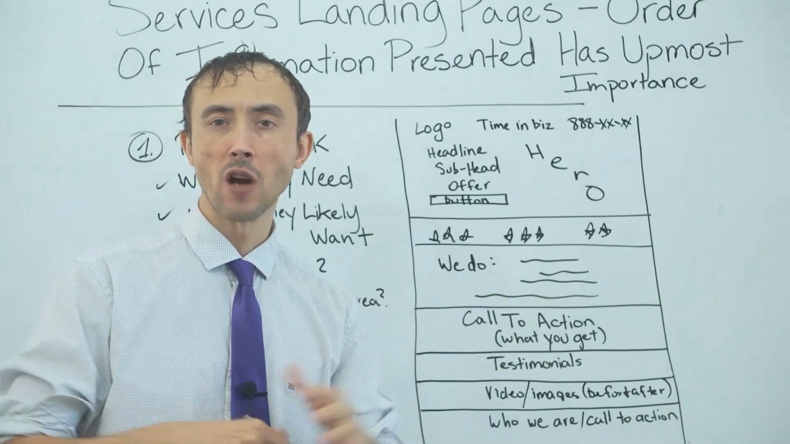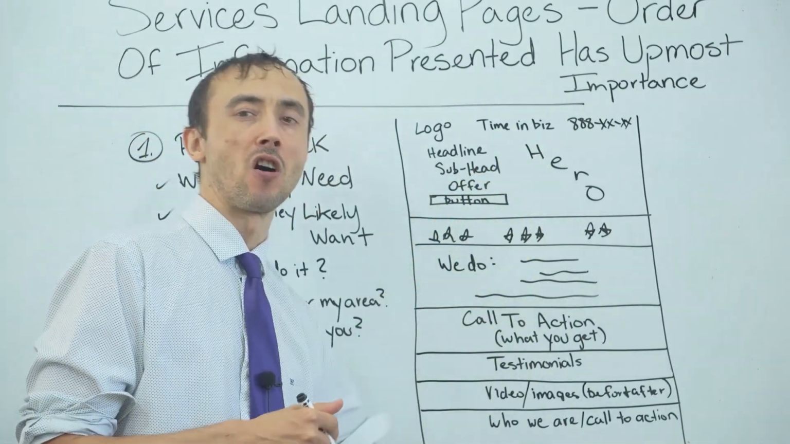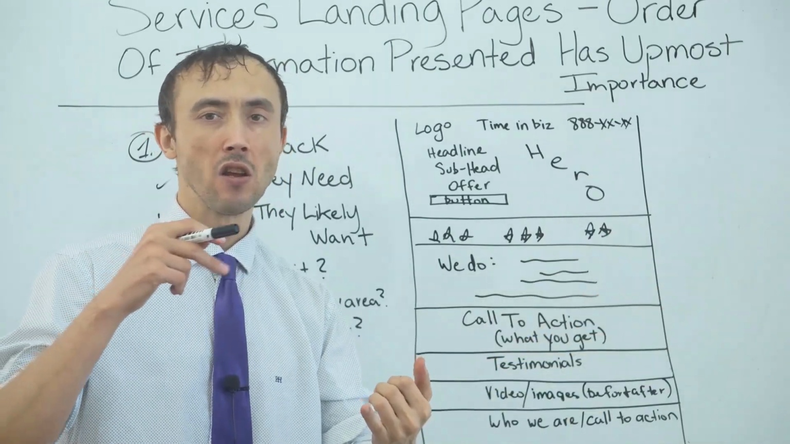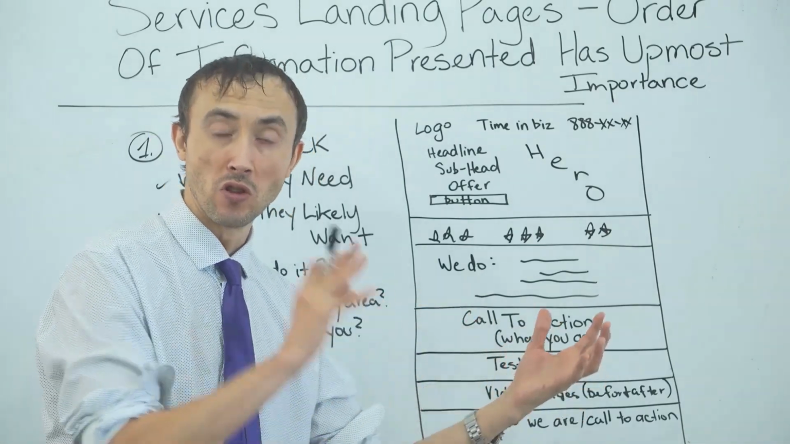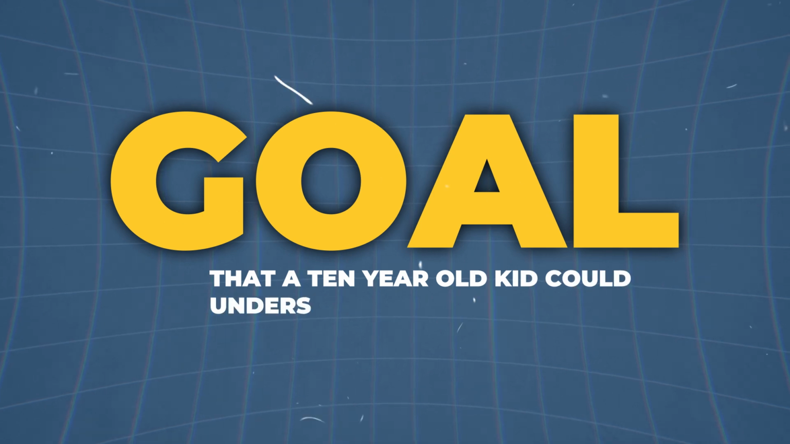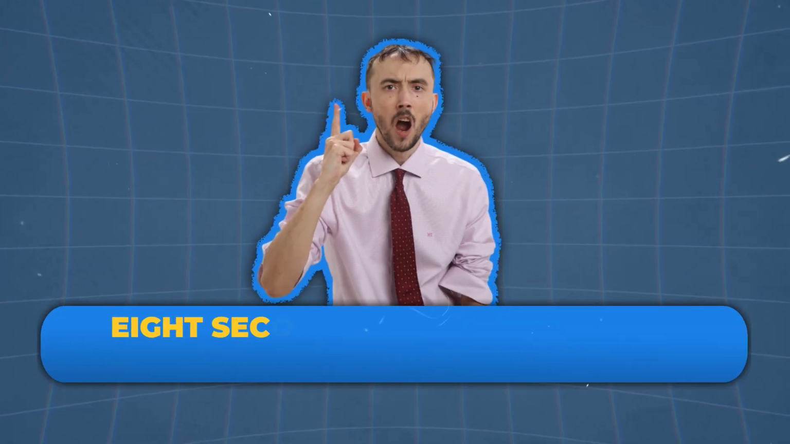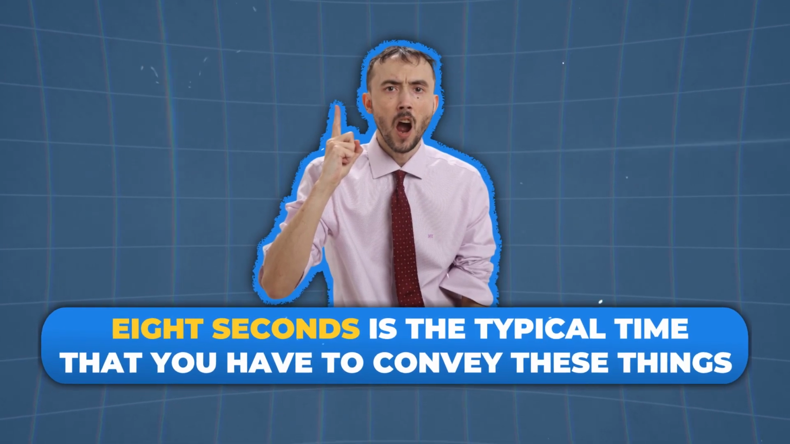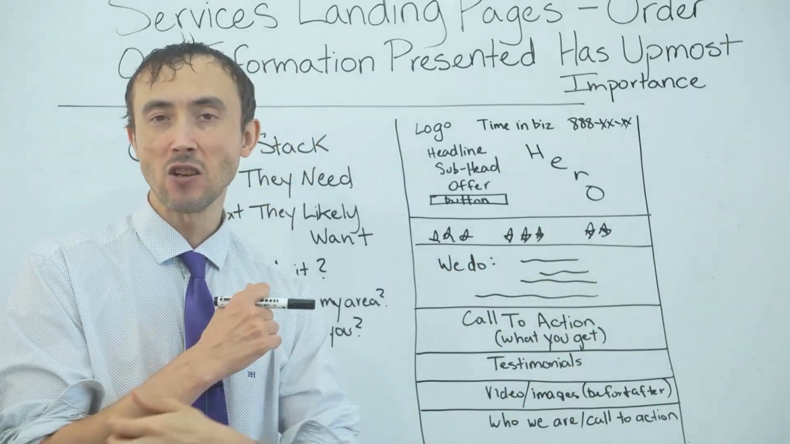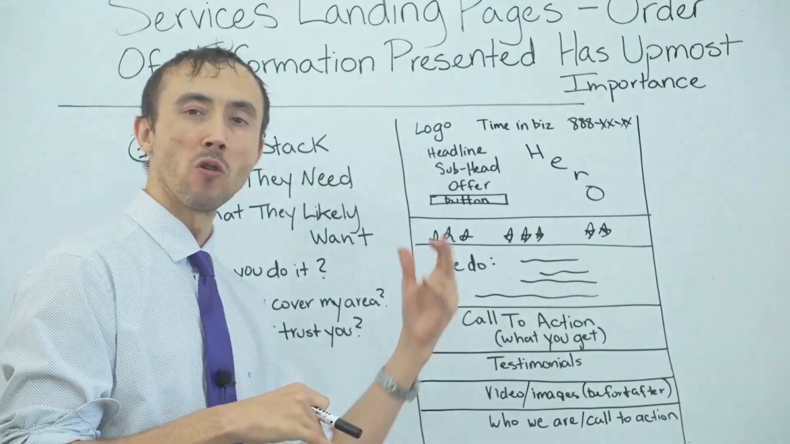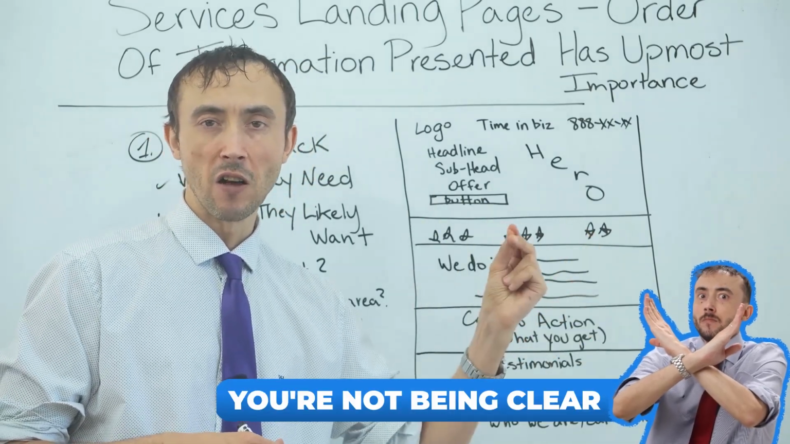Out of the total traffic you're driving to your website, I'm going to explain exactly how to best lay out the information on your landing page to get them to understand it in 3, 4, 5 seconds right away when they hit the page. Make it so simple, which should be your goal, by the way, that a 10-year-old kid could understand those three things, and do so in 8 seconds or less, because 8 seconds is the typical time that you have to convey these things before they're ready to bounce off the page. Naturally, people stay longer than 8 seconds on a page, but if you don't convey those three things within 8 seconds, they're going to leave because you're not being clear enough to the user.